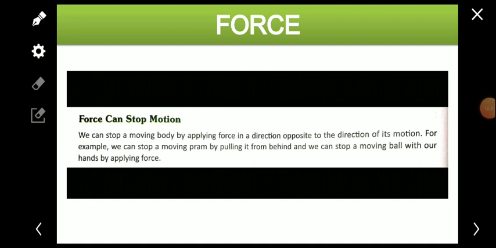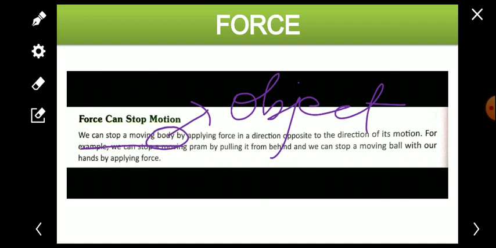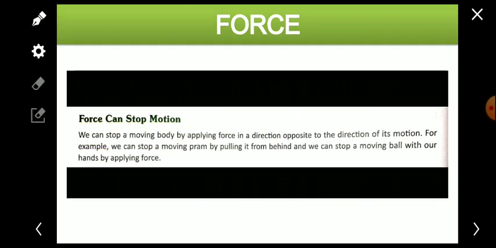Force can stop the motion. As it can produce motion, it can also stop motion. Like we can stop a moving body. Here the meaning of body is object or thing. So we can stop a moving body by applying force in the direction opposite to the direction of its motion.